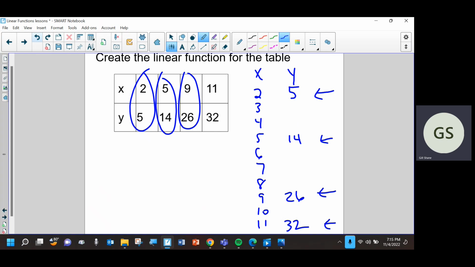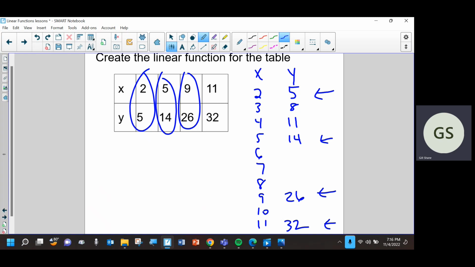And again, there may not be a pattern because it may not be a linear function, but we're looking for a pattern. We're trying to just figure out if there's a pattern. So let's try 3. 5 plus 3 is 8. 8 plus 3 is 11. Oh, look at that. 11 plus 3 is 14. That's a good sign.